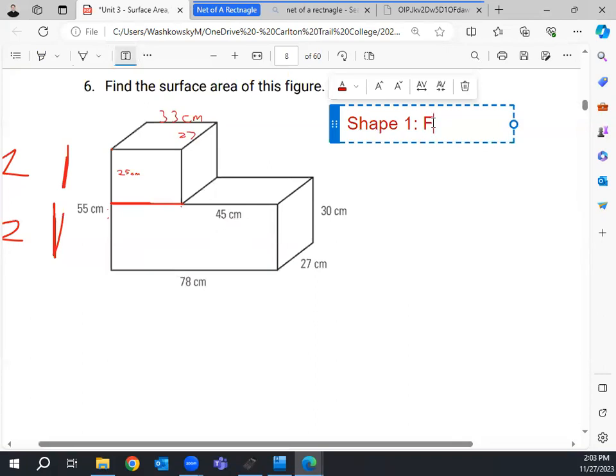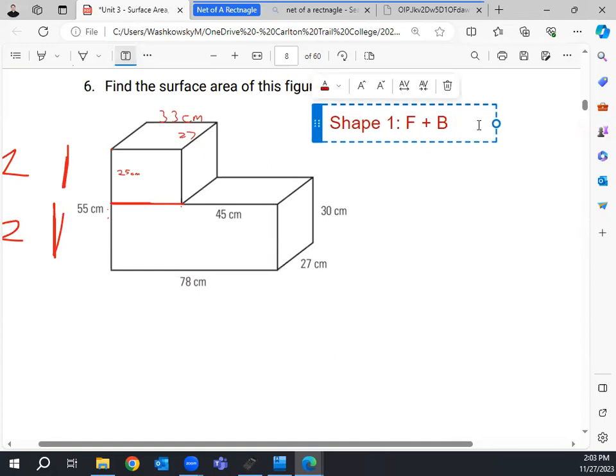Specifically, it's going to be the front plus the back. I'm putting F plus B, shorthand. You can do that. It's going to be left side plus right side. You could just use SS, side. And it's going to be the top. There is no bottom here. So this is another way of doing this.